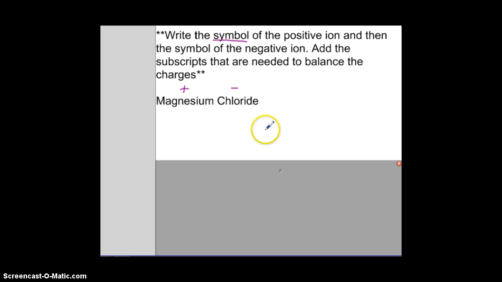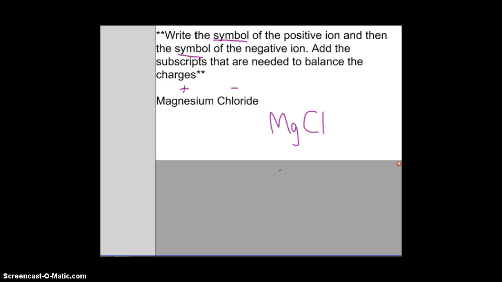So let's write down the symbol for magnesium. It is Mg. And chlorine, if you look at your periodic table, chlorine or chloride is Cl. So we just did step 1. We wrote down the symbols for the positive and the negative ions. Next it says add subscripts if they are needed to balance the charges.